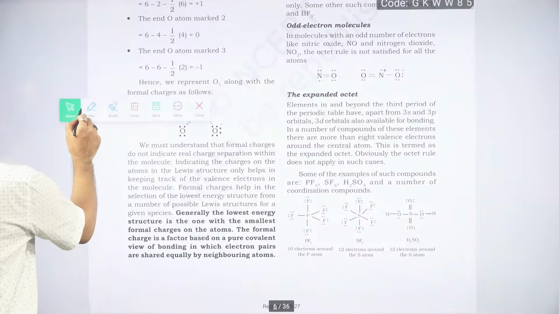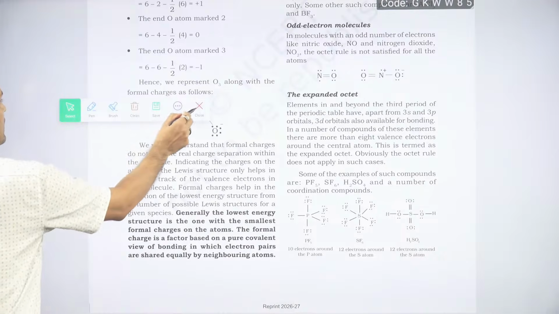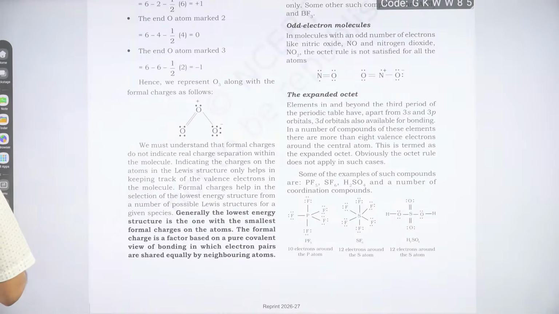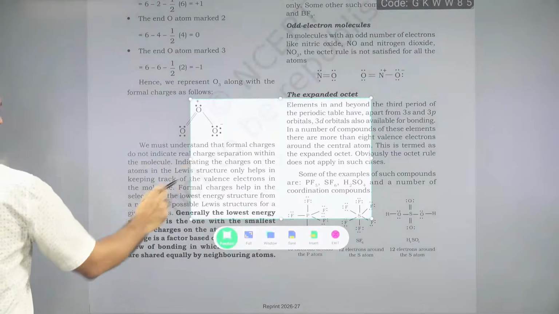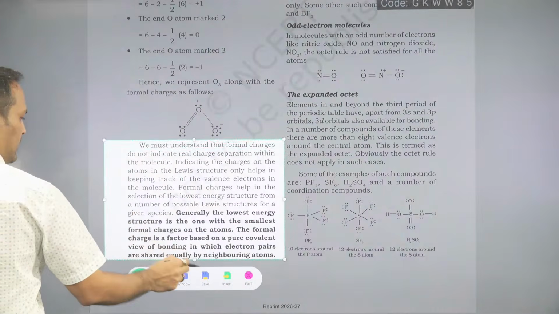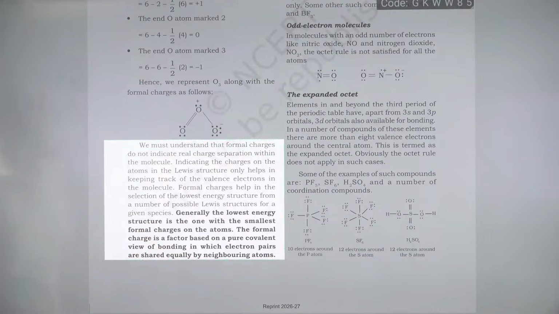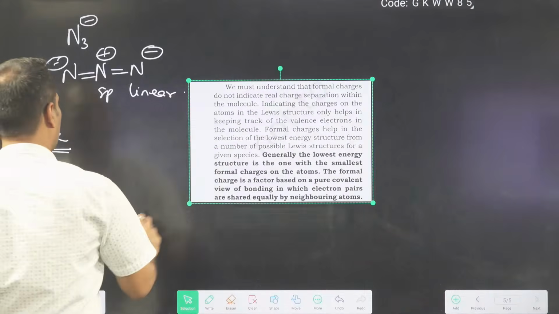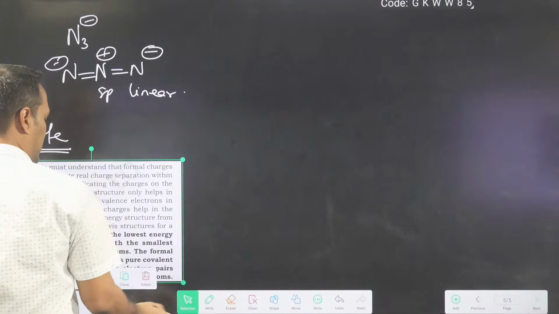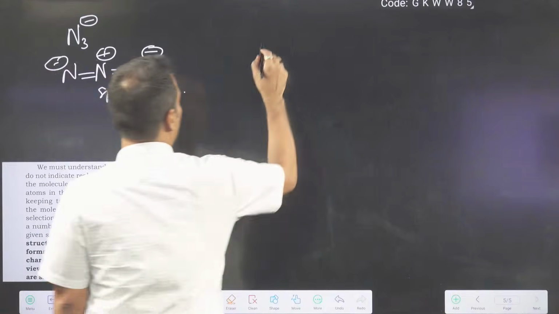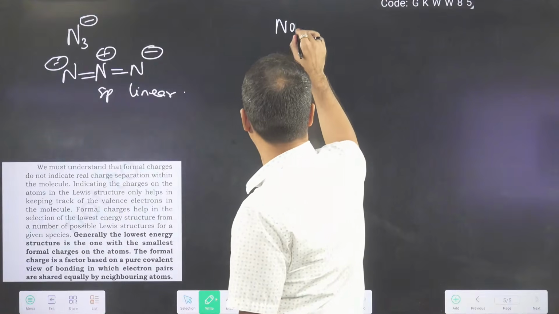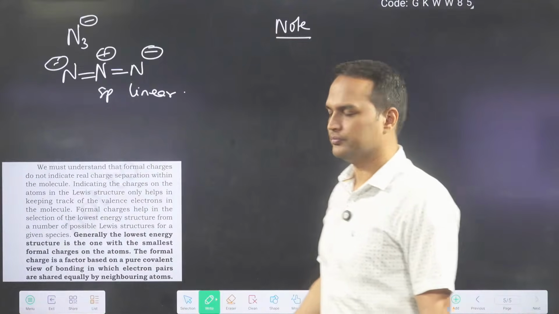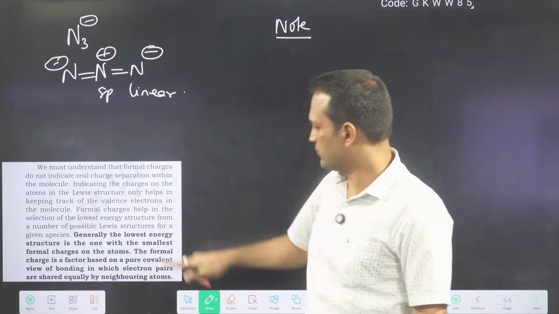Now we have to write these points here. In this paragraph, so many points are there. So we are going to write only these points in the note section. These points of NCERT we are interested in. So what are in these points? Everyone see. And now we will write. Note.